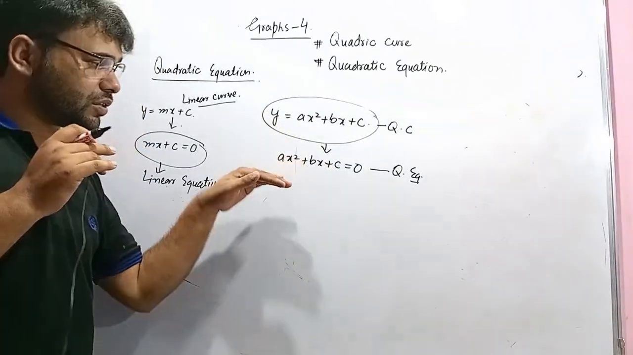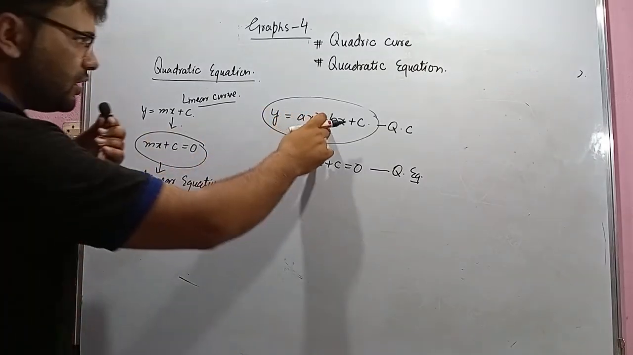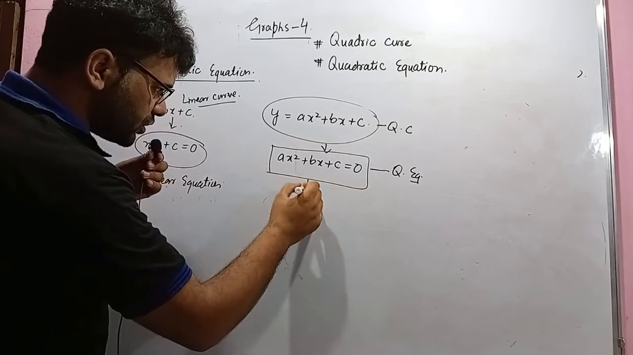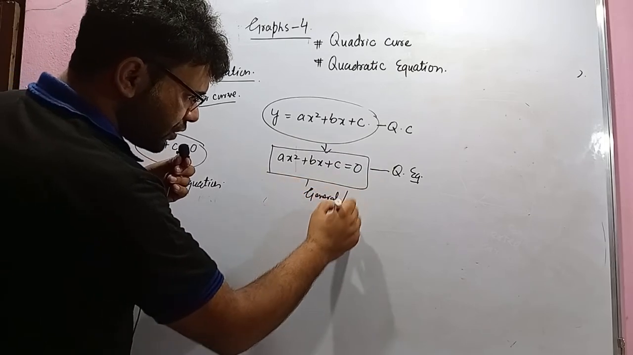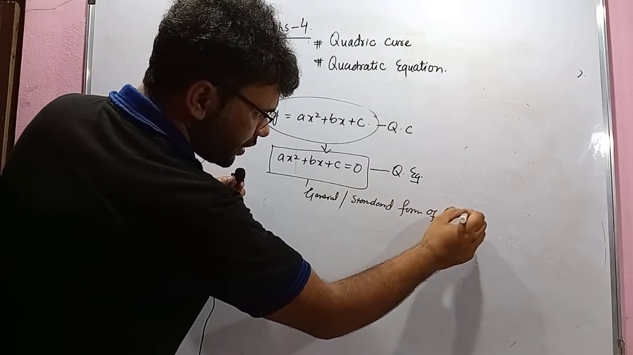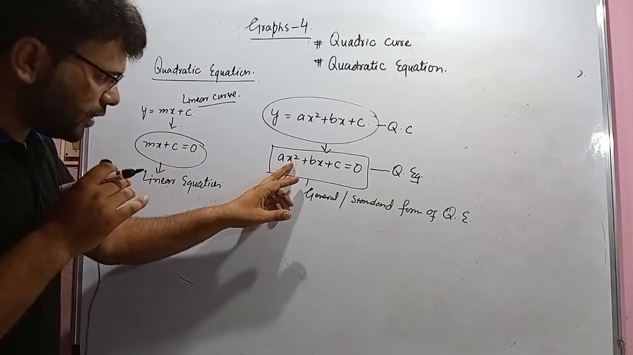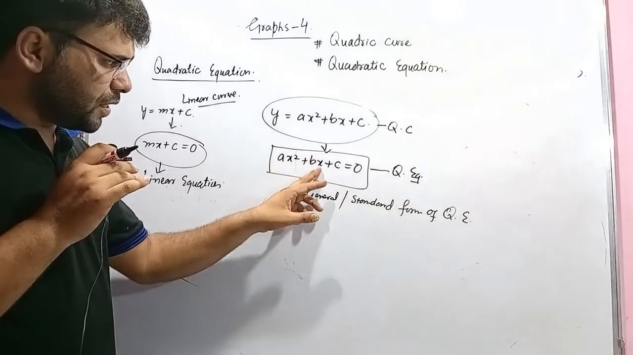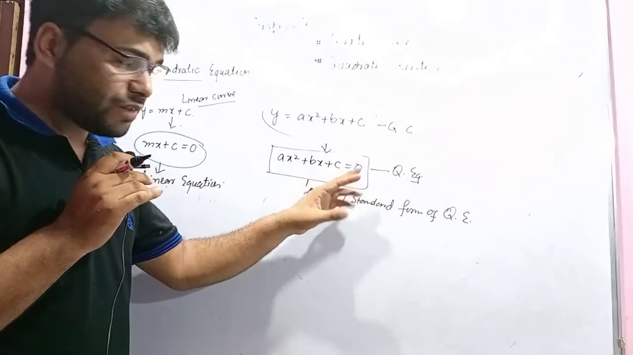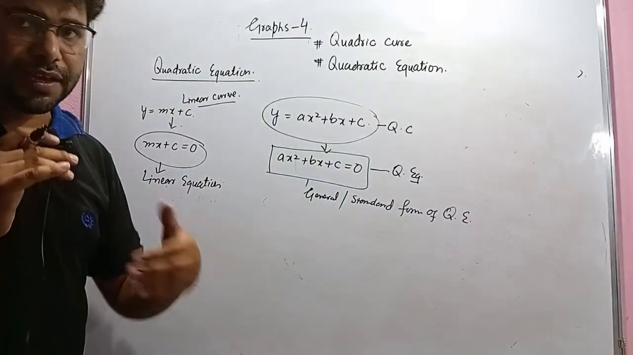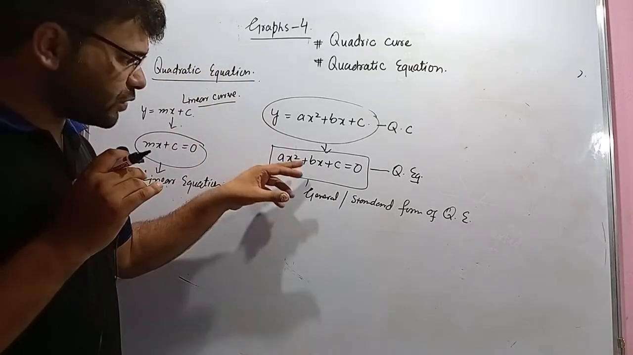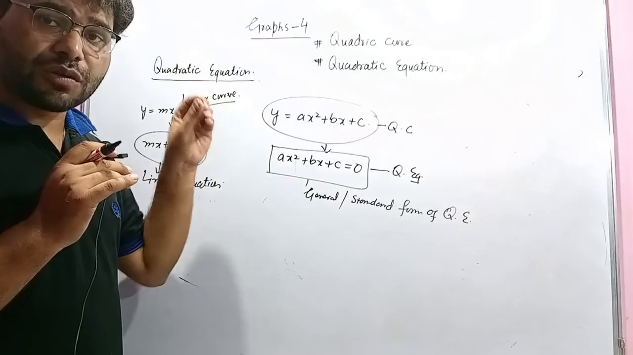So the general form of the quadratic equation is this. This is the general or standard form of the quadratic curve. This is the standard or general form of the quadratic equation. I will write here: general or standard form of quadratic equation. Now you can see here ax square. a is the coefficient of x square, b is the coefficient of x, and c is the constant term, equal to 0. This is the general form. It means the equation in this form is the quadratic equation.